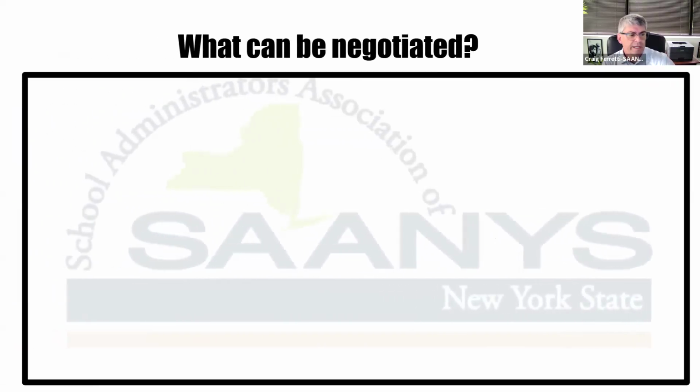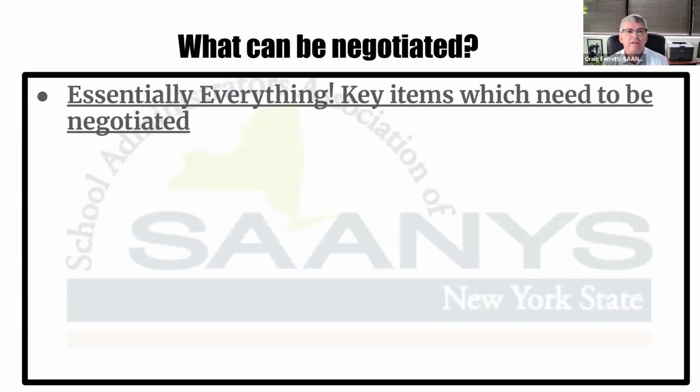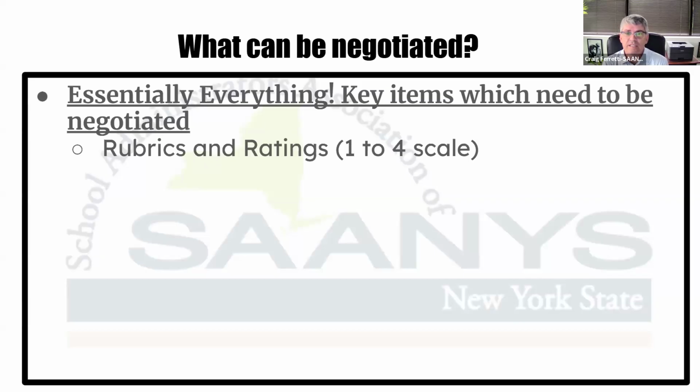All right, so we're going to get into a little bit of what can be negotiated. These are some of the items that I would keep at the forefront when you go through this process with your district. And as I said, essentially everything can be negotiated. The rubrics and the ratings, choice of rubrics, the rating scale, what gets rated. These are all things that can be negotiated.